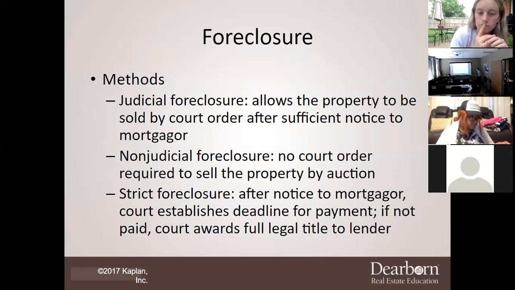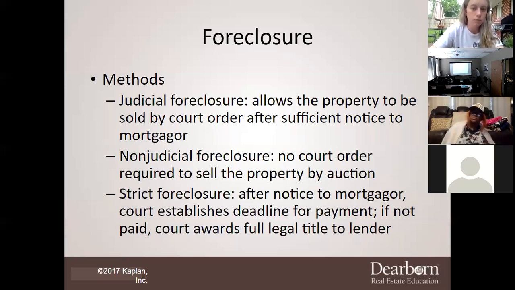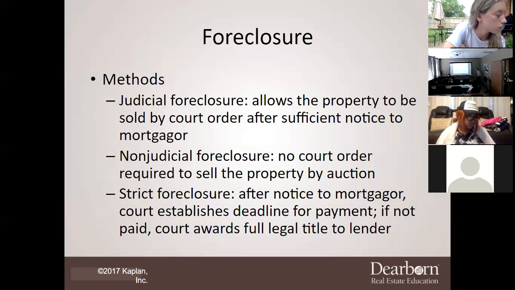A non-judicial foreclosure has no court order required to sell the property. So judicial, just think court; non-judicial is going to be no court. You work in a law office, you probably know all that. Not really, but kind of. You know some.